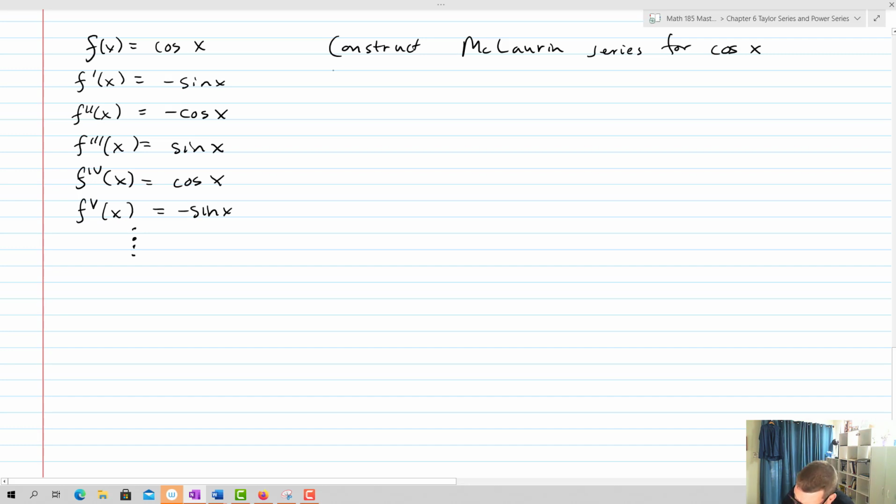So now we'll take f prime of x, and we're going to have f prime of 0 because we're going to find the Maclaurin series. So f prime of 0 is going to equal now negative sine 0, so that's just going to be 0.